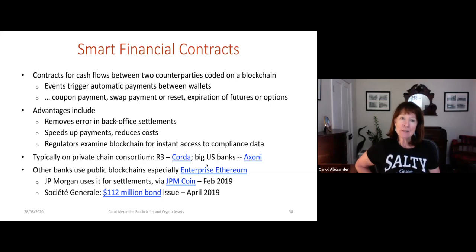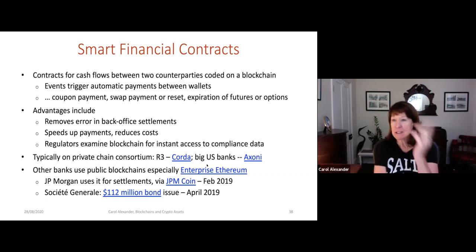So the contracts for cash flows between any two counterparties can be coded on a blockchain. For example, it could be a loan to somebody who's struggling with funds because they've become unemployed. So the events trigger an automatic payment between wallets. It could be something like a coupon payment on a bond, or an interest rate swap payment, or a reset of the swap, or an expiration of some derivatives contract. So these are the sort of contracts that investment banks use.